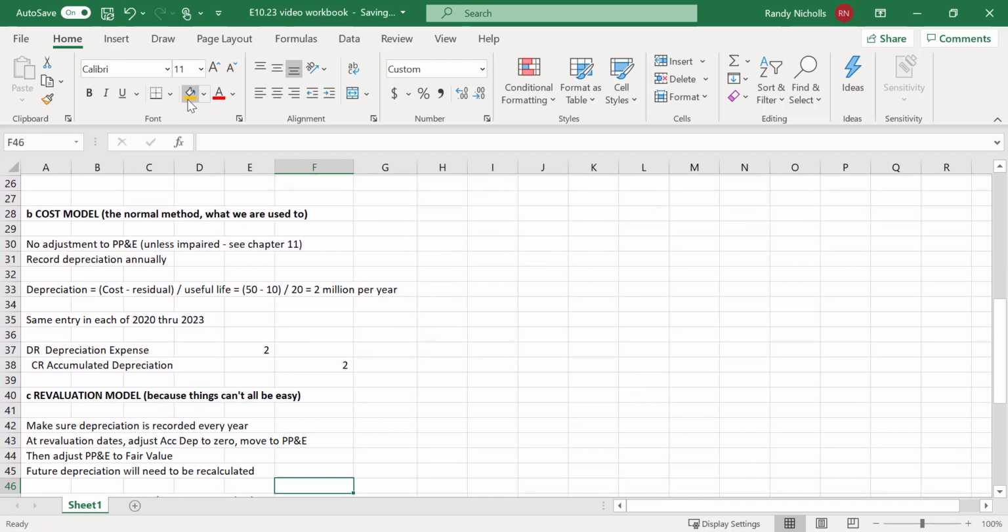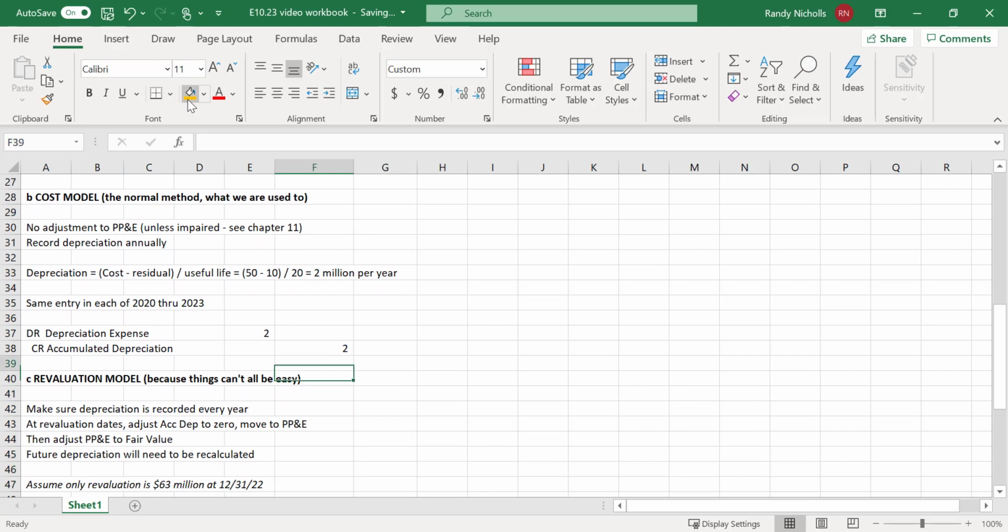Cost model. Well, the cost model is the normal method. It's what we're used to. It's what you would have taken in Accounting 102. Essentially, we're not going to adjust the property, plant, and equipment account unless it's impaired, and we'll cover impairment in Chapter 11. And we're just going to record depreciation annually.